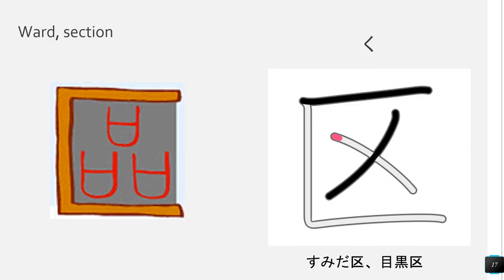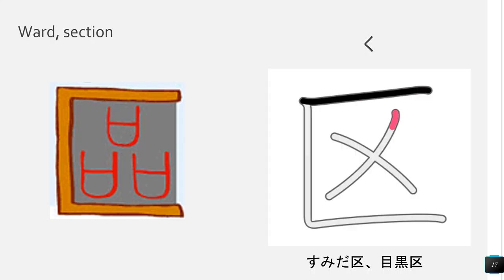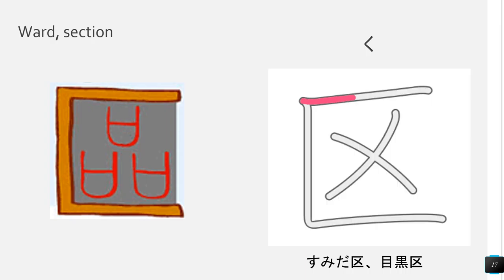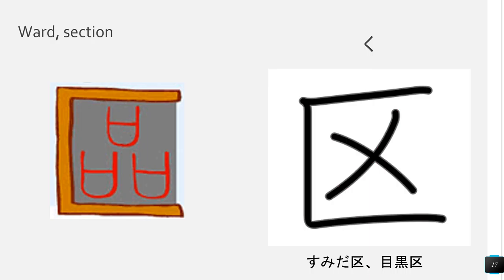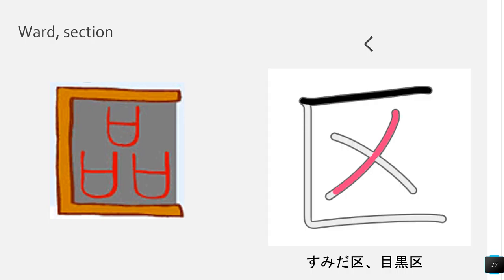Now, there are a few wards in Tokyo that you might have heard of. Sumida-ku, ku is the pronunciation of the kanji. It's the Sumida ward, and also Meguro-ku, the Meguro ward. So next time, if you look at the map of Tokyo and you notice that there are different wards, then if you look at the name in kanji, you will definitely find this kanji in there.